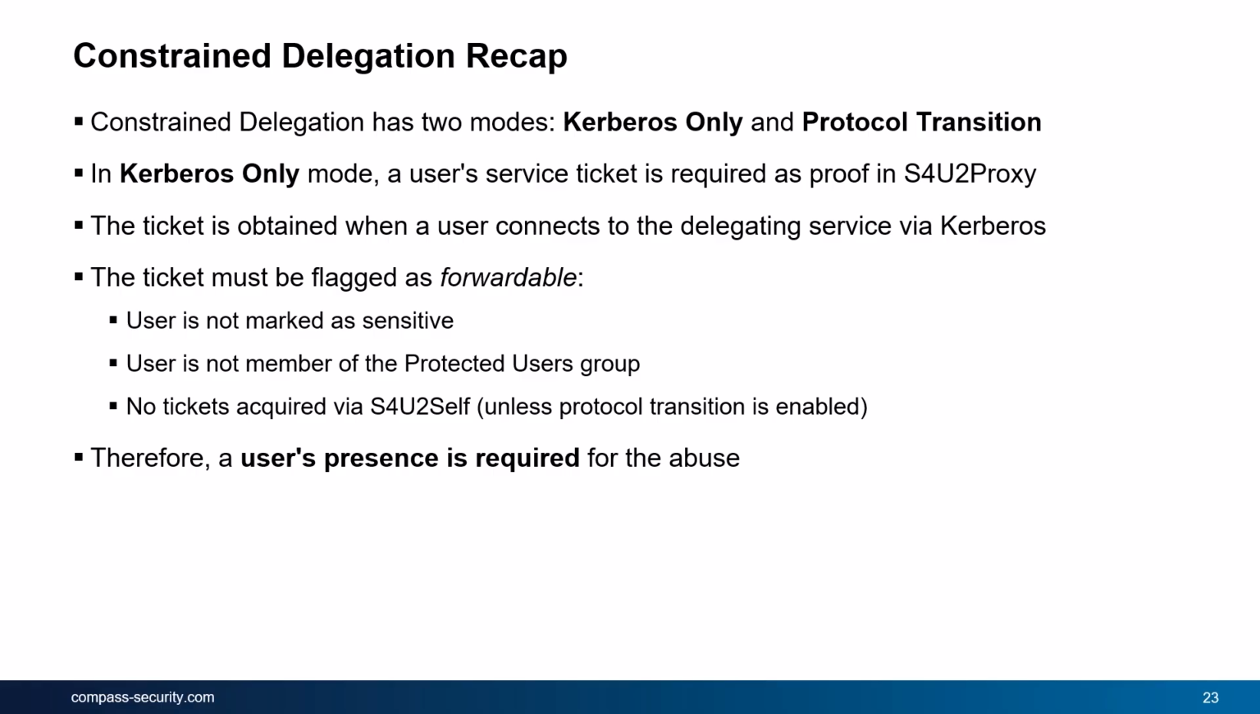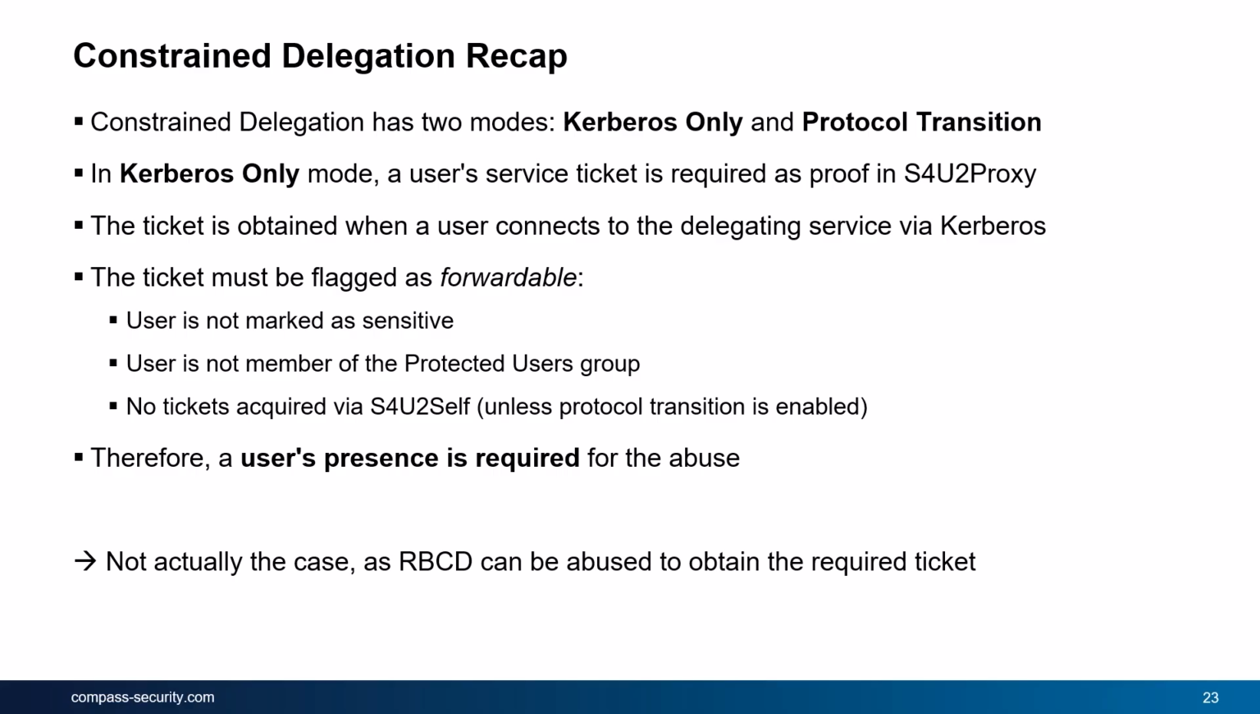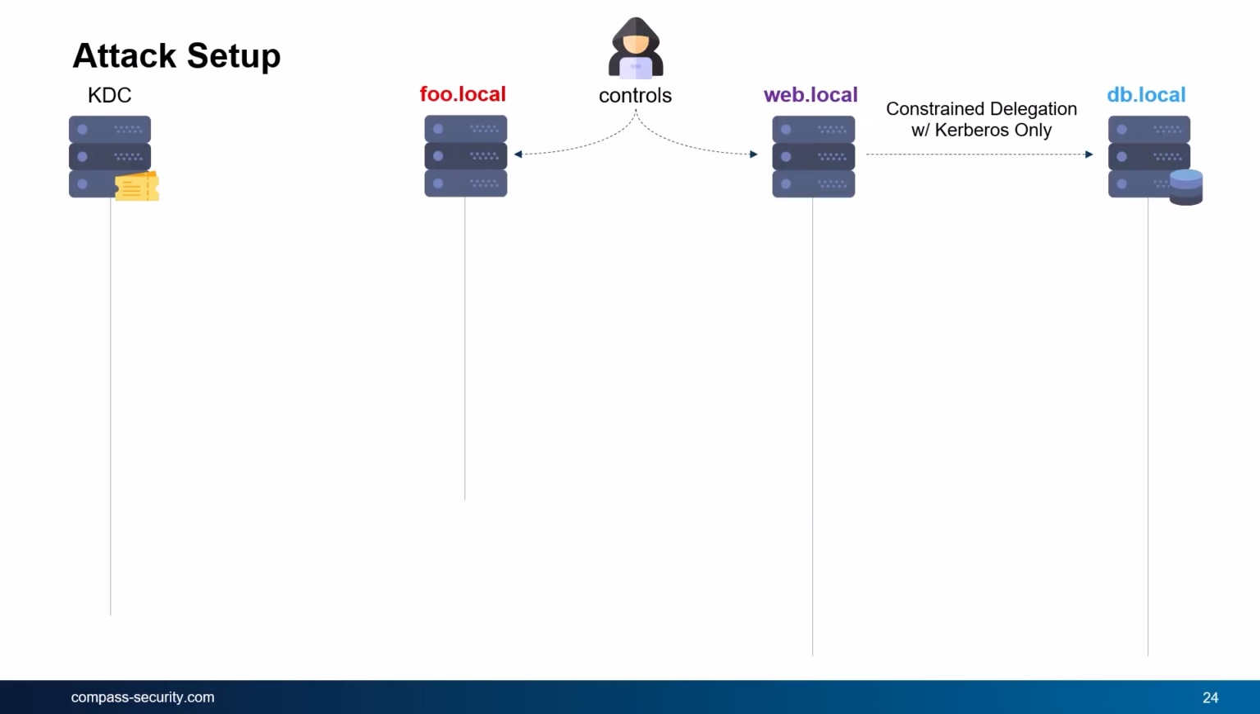Now, this of course is quite a constraint when it comes to the attacker's perspective, but as we will be seeing in the next few slides, it's actually not that restrictive, because in certain cases we can use resource-based constrained delegation and chain it to constrained delegation to get our hands on a ticket that is viable for S4U2proxy. For this, we'll look at a high-level overview of how the attacker setup looks.